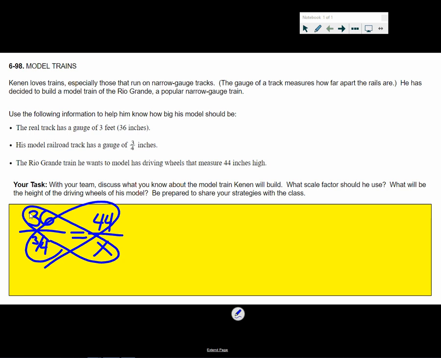So I'm going to do 3/4 times 44 and 36 times x. So I'm going to get 36x equals 33. Divide both sides by 36. So I get x equals 11/12 inches.